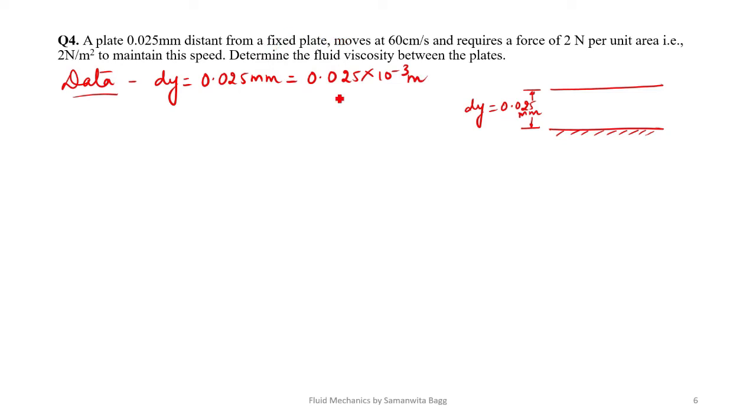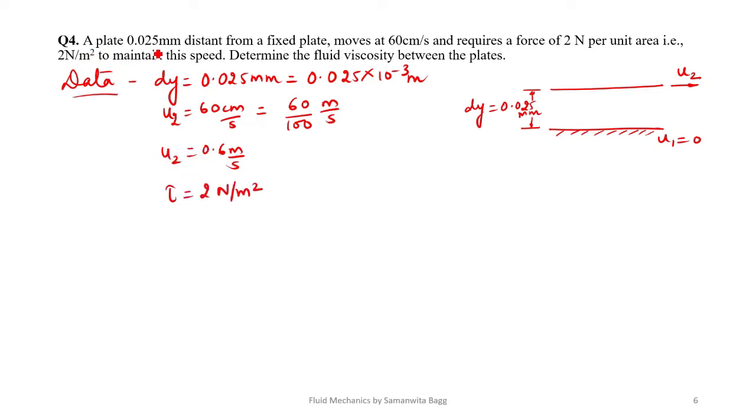Moves at 60 centimeters per second. So this plate is being pulled with some velocity. I'll write this value as u2, because at the fixed plate the velocity is 0, u1. So this velocity is 60 centimeters per second; I'll convert this into meters per second by dividing by 100. So this becomes 0.6 meters per second, and requires a force of 2 Newton per unit area, that is 2 Newton per meter square. This will be tau, 2 Newton per meter square, to maintain the speed.